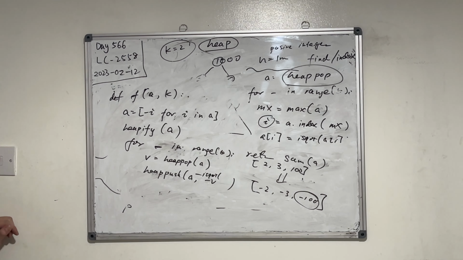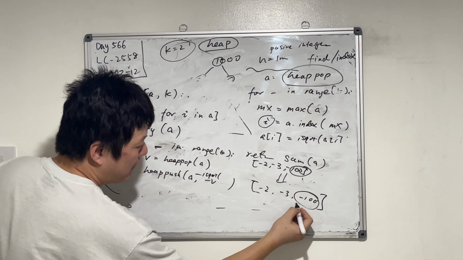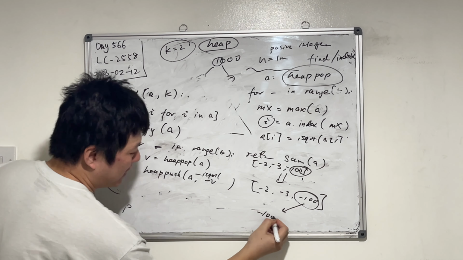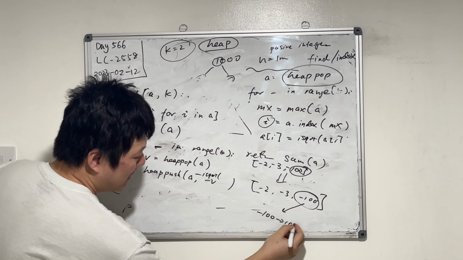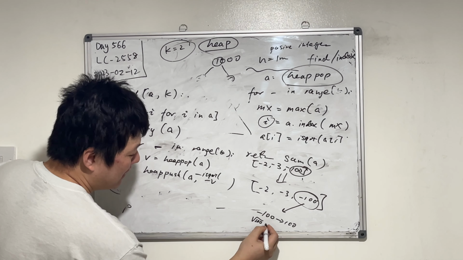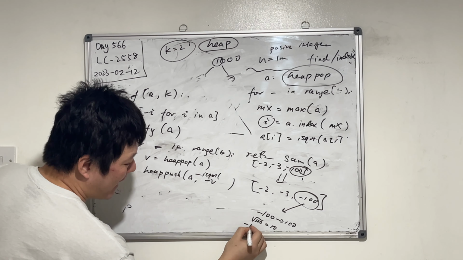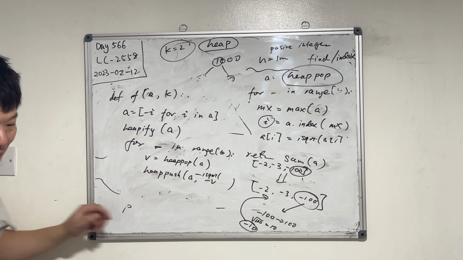And then I need to negate it again. For example, like minus 100, I take it out, it's minus 100. I need to make it 100. I need the square root of 100, which is 10. I need to put the minus 10 back into the heap. Alright? That's what it means.